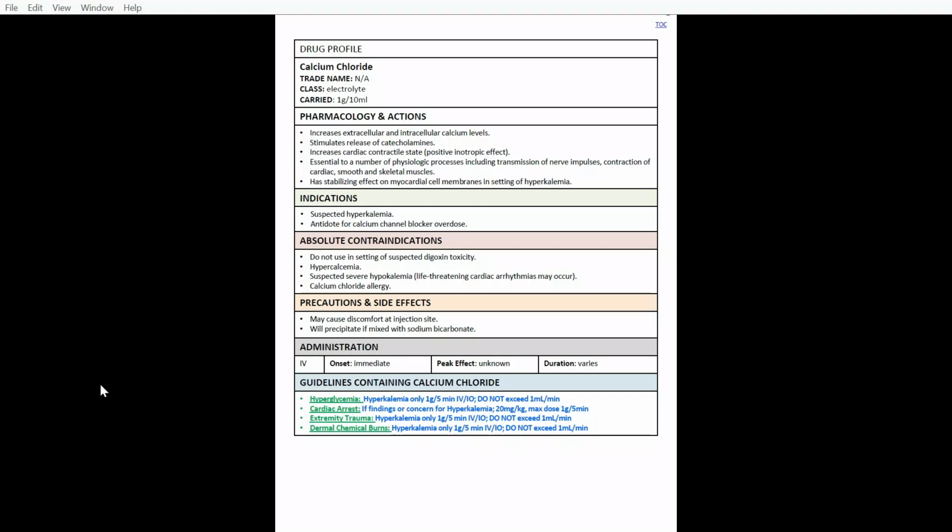Today, we're going to be talking about calcium chloride. Calcium chloride does not have a trade name, and it's classified as an electrolyte. We carry it in our drug boxes as 1 gram and 10 mLs.